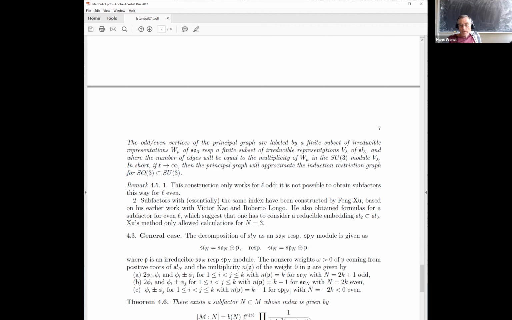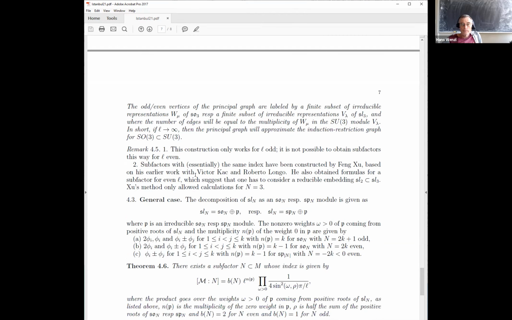Now, there are a lot of subtleties in this, only some of which became apparent while working on this. For instance, this construction only works for L odd, so if you have an odd root of unity. If you want to try the same construction for an even root of unity, positivity will fail and it just doesn't work.